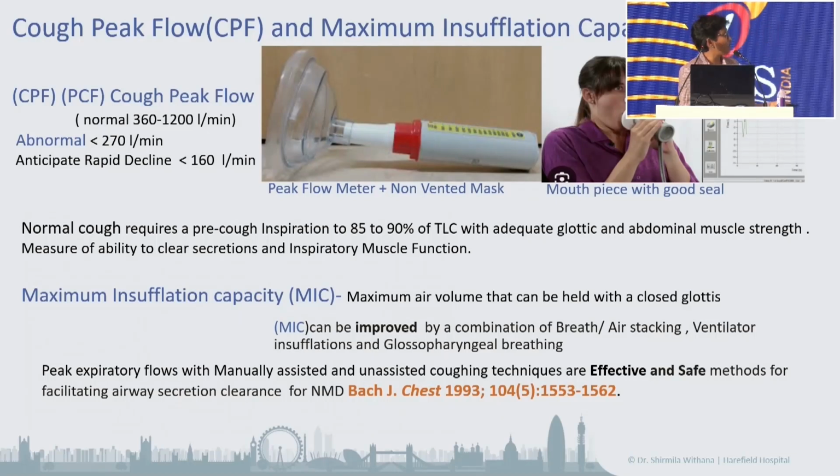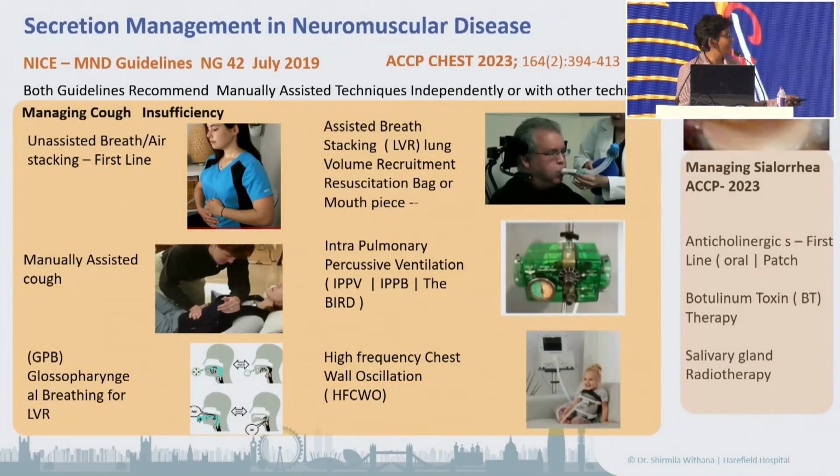So a bit on cough peak flows. This is a simple device that you can use to measure cough peak flow, which is a measurement of your inspiratory pressure. Very useful in follow-up. You need a good seal. And these are techniques recommended in both NICE and ACCP on airway clearance techniques as well as management of drooling. There are quite a few different techniques here, all of which are useful in combination.